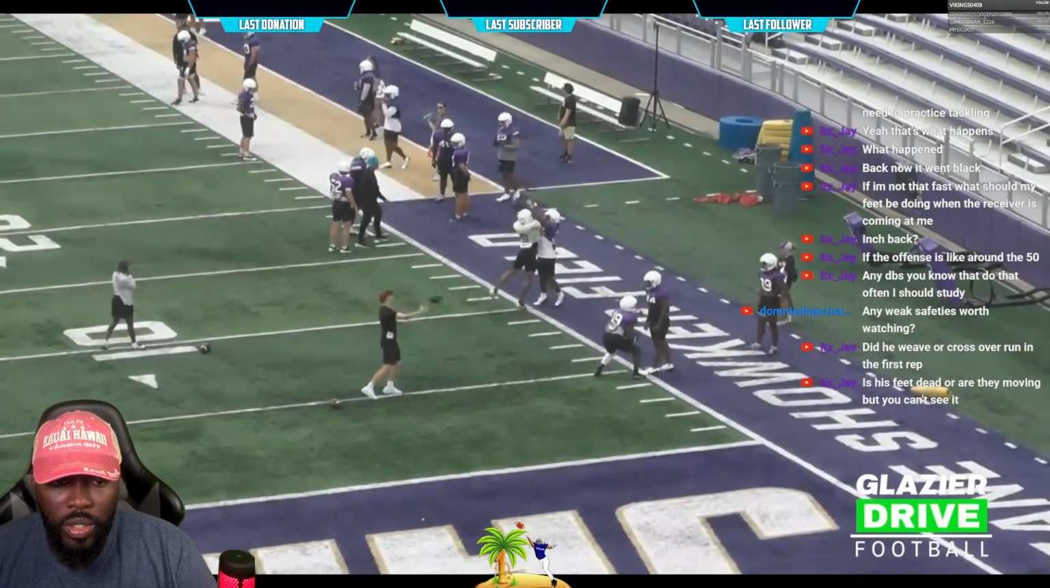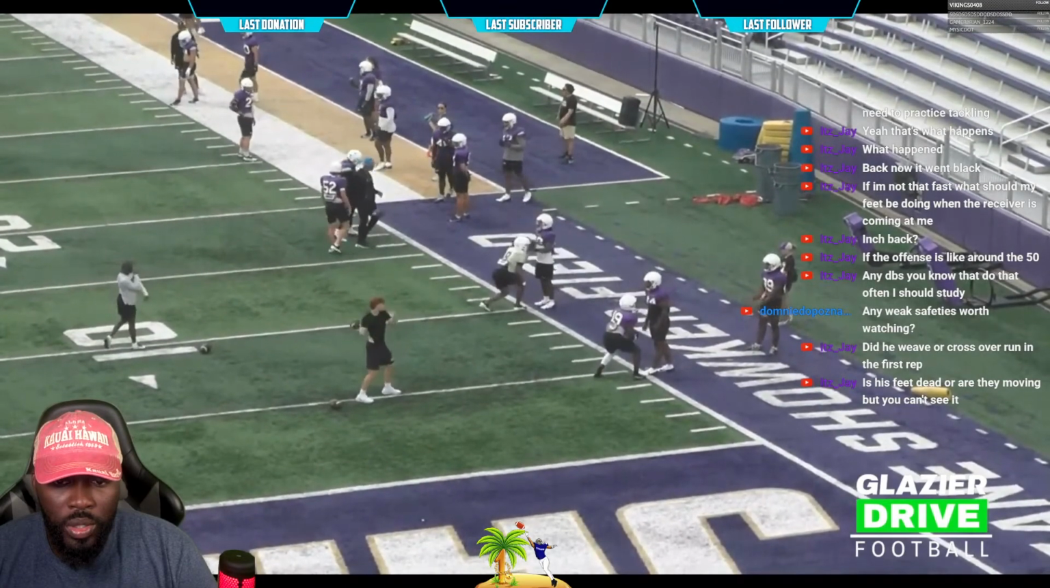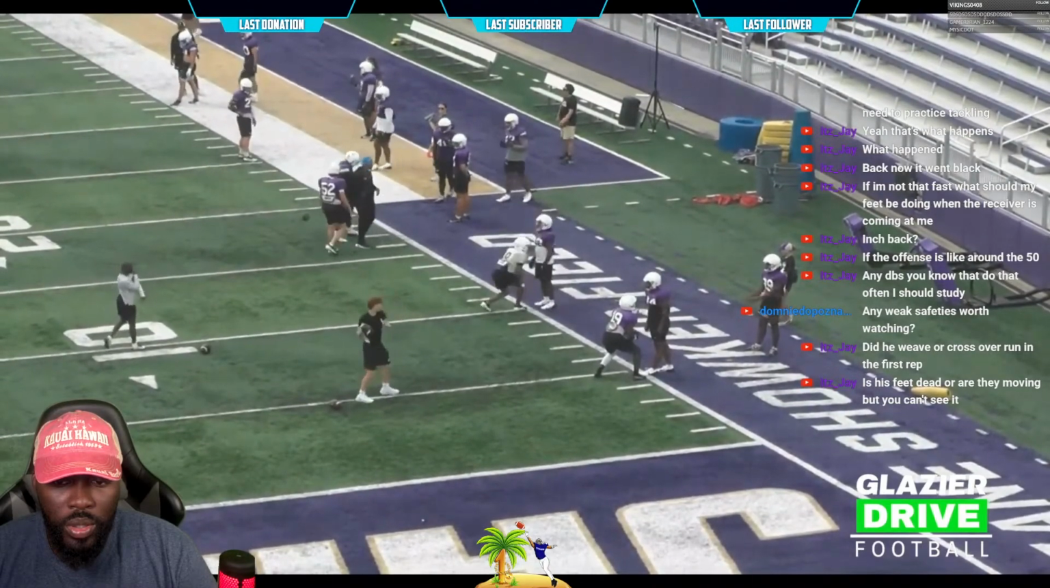Simple but very effective drill. Just look at the separation timing of when the receiver's hands go versus when the DB's hands go.